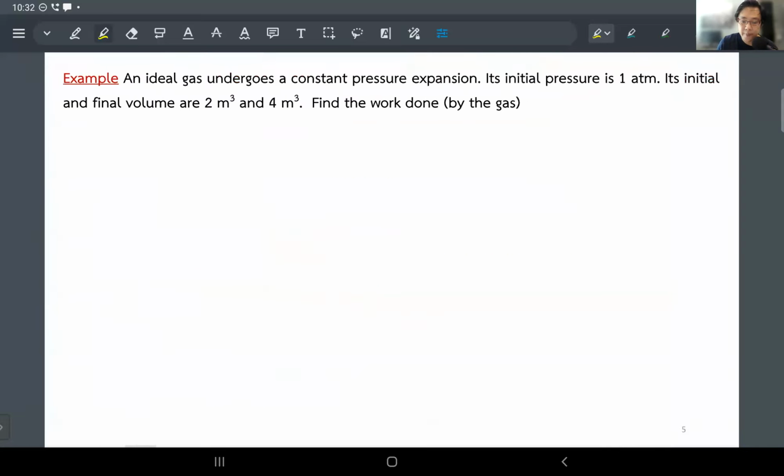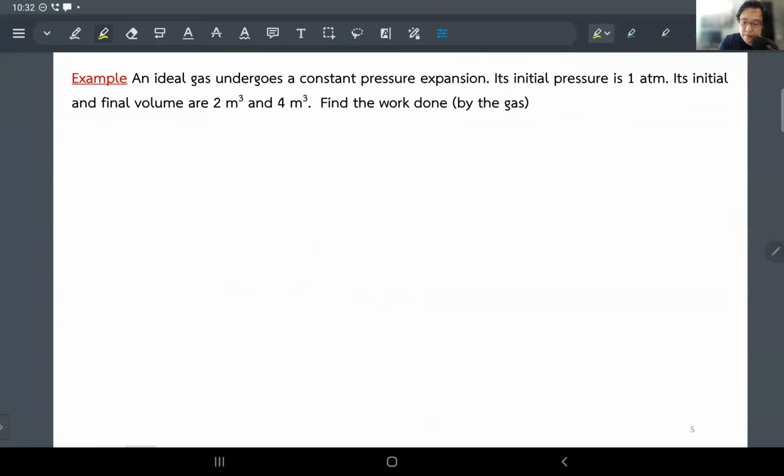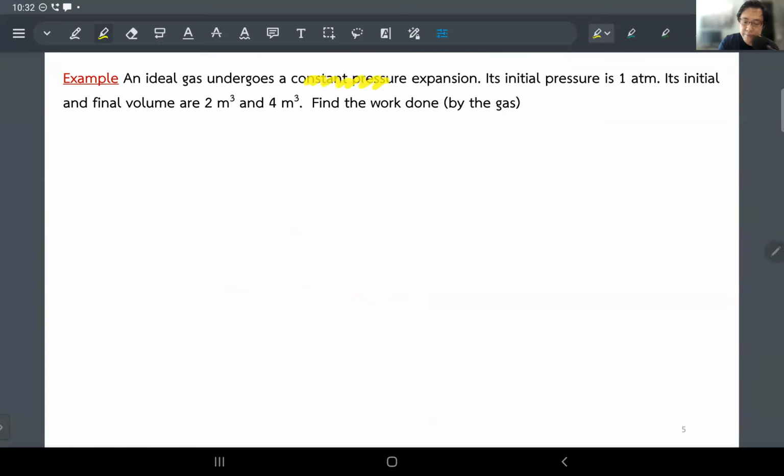Okay, keep going. All right, so let's practice a little bit and see how things go. You have an ideal gas that undergoes a constant pressure expansion. Okay, very good. What I'd like you to do is think in your head in the PV diagram. Constant pressure means the process you're looking at is going to be just a horizontal line right here. You guys with me?